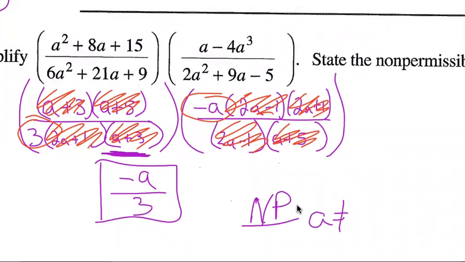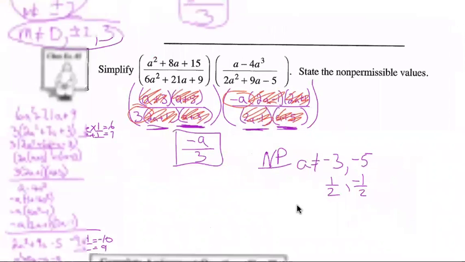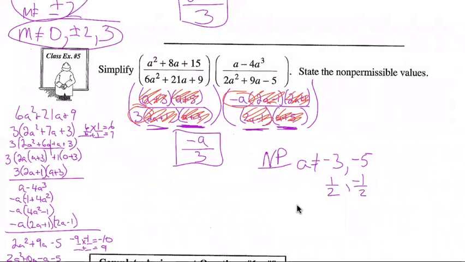A cannot equal negative 3. This is going to be negative 5. 2a minus 1 is going to be 1 over 2. And 2a plus 1 is going to be negative 1 over 2. There's your non-permissible values. My apologies, I forgot to do that. But again, we have to make sure that we do that with these questions.